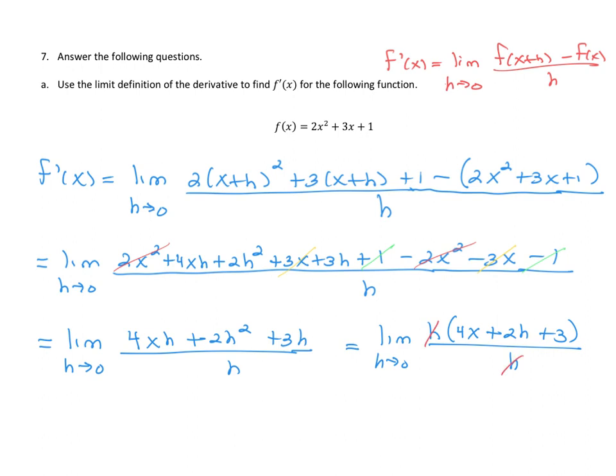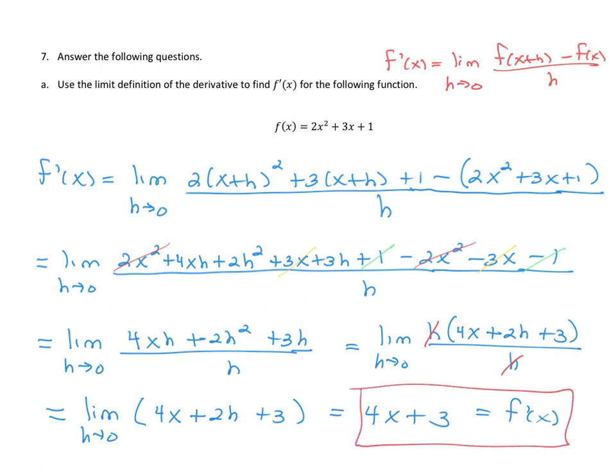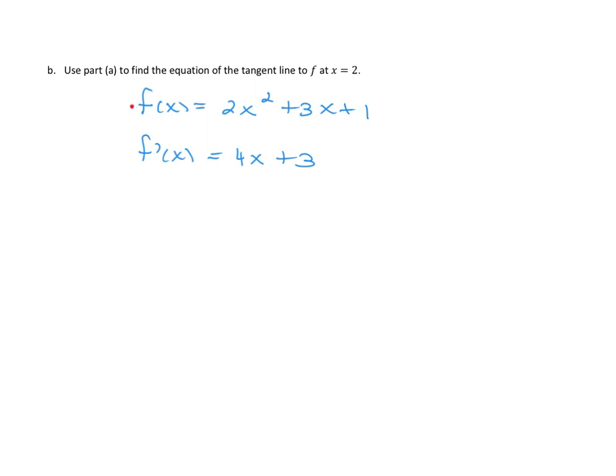Those h's cancel. This is the limit as h goes to 0 of just the expression 4x plus 2h plus 3. When I put 0 in place of h, I have 4x plus 3 left over. And this thing here is the formula for my derivative. So from part A, with this function, we got this as our derivative.